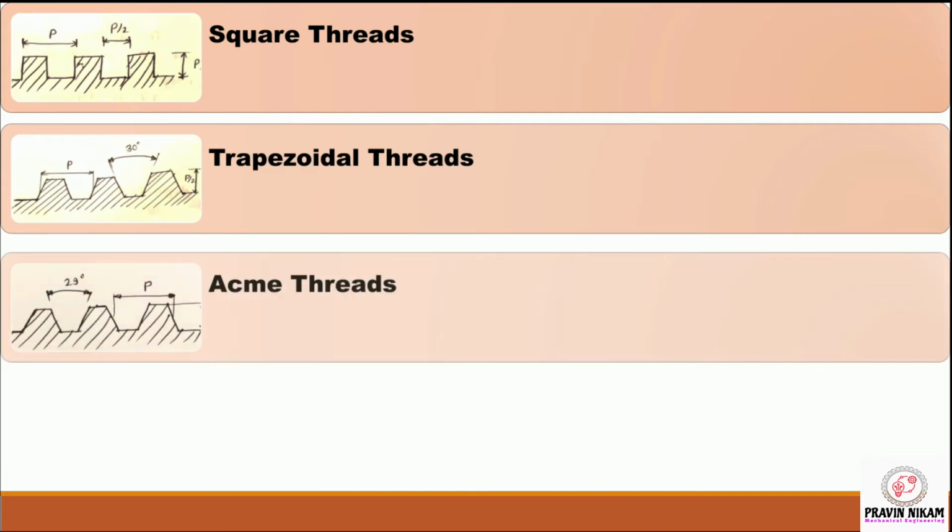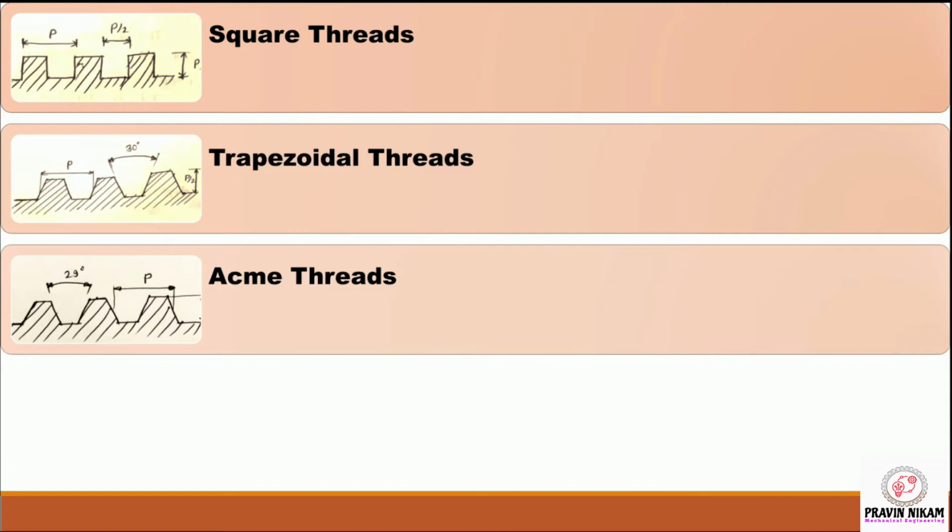Then the next type of thread is acme threads. You can see the acme threads also have trapezoidal shape, but the angle between two threads is 29 degree. In trapezoidal threads the angle is 30 degree. All things are same but only the angle is different. So in acme threads the angle is only 29 degree.